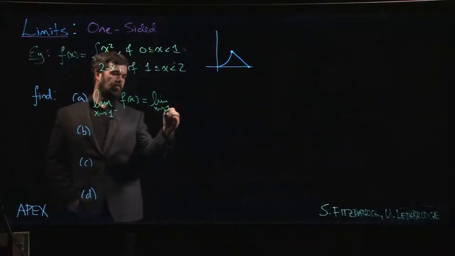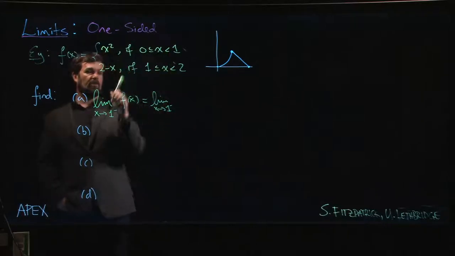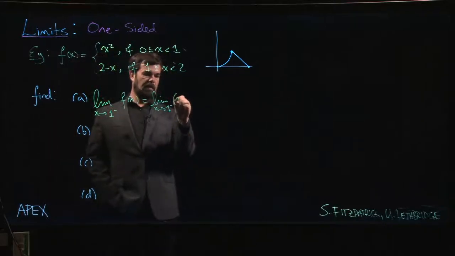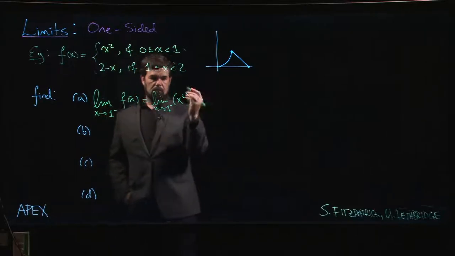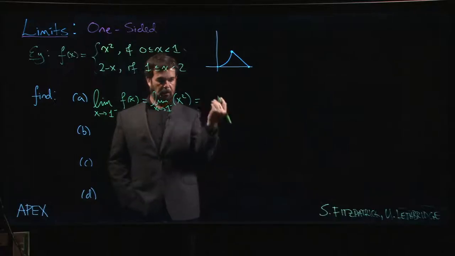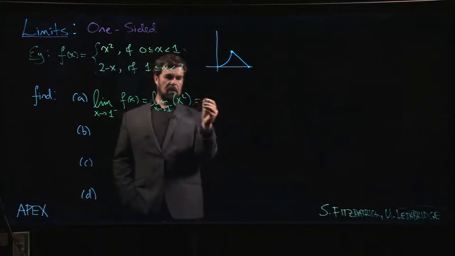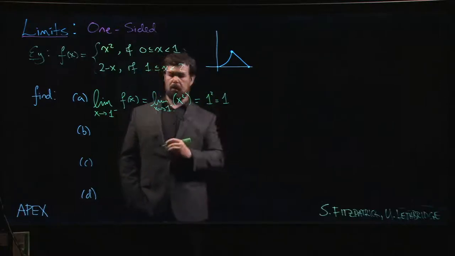So if x is approaching 1 from the left, we're a little bit less than 1. We look up here, less than 1 means that we replace f of x by x squared. And once we've put that expression in, it's a polynomial expression, we know what to do. We can do that by direct substitution. It's 1 squared, so we get 1.